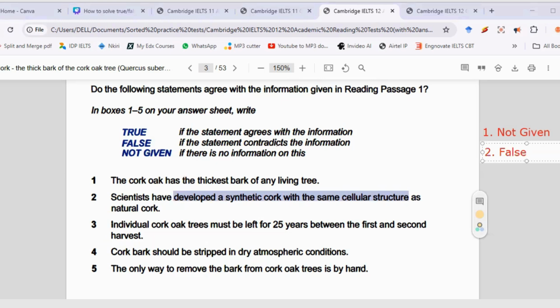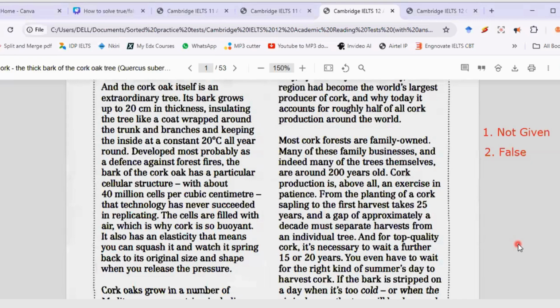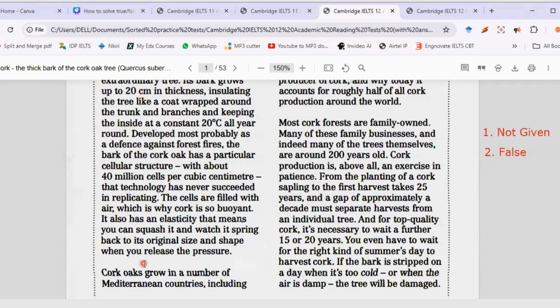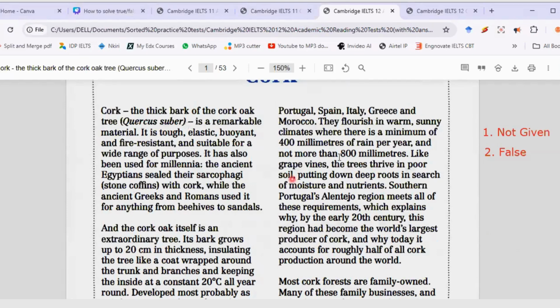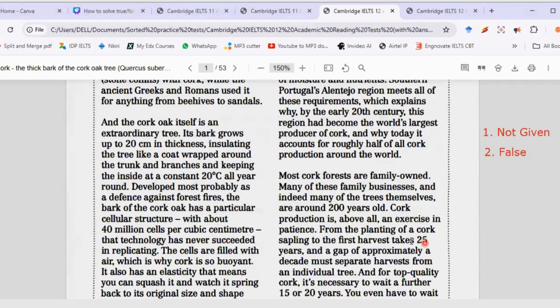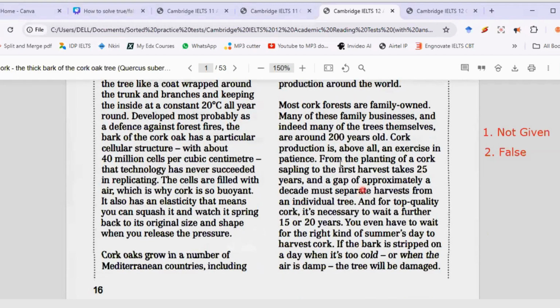Then number 3: individual cork oak must be left for 25 years between the first and second harvest. Take note of this, 25 years. So let's go and look for 25 years in the passage. Now look for text; sometimes they write in words. See 25 here. Let's pay close attention here now. From the planting of a cork sapling to the first harvest takes 25 years.